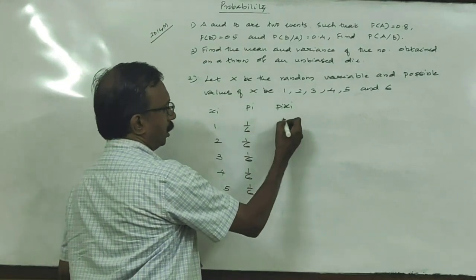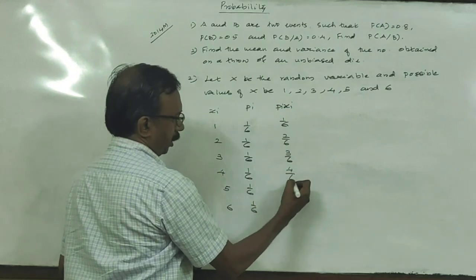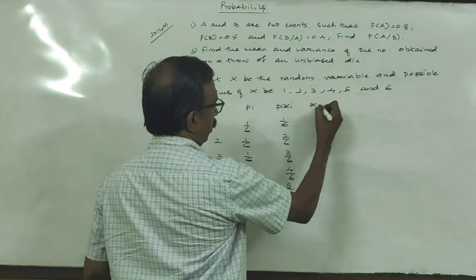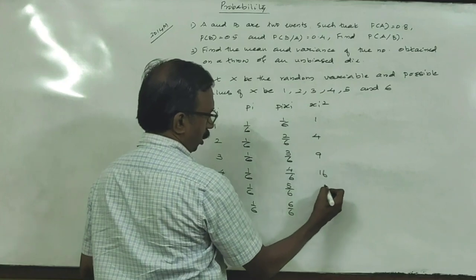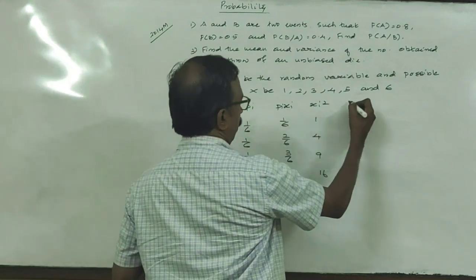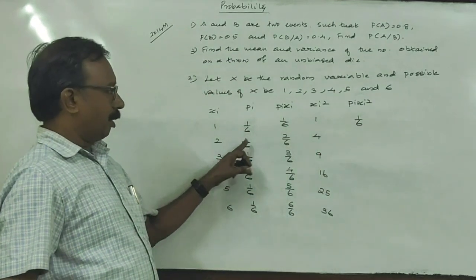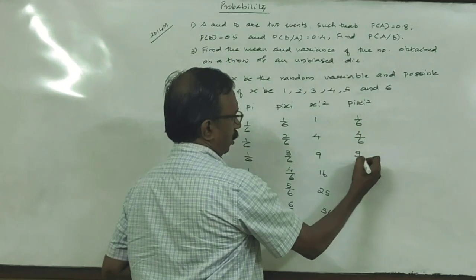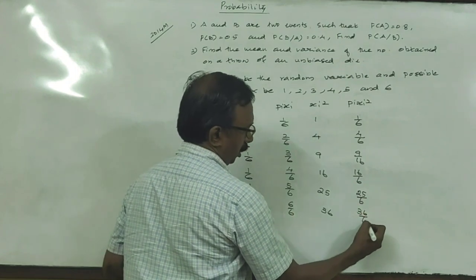Pi into Xi is 1 by 6, here 2 by 6, 3 by 6, 4 by 6, 5 by 6, and 6 by 6. Now find the xi square. So 1, 4, 9, 16, 25, and 36, isn't it? Now find pi into xi square. 1 by 6 into 1 is 1 by 6. 1 by 6 into 4 is 4 by 6. 1 by 6 into 9, 9 by 6. Here it is 16 by 6, 25 by 6 and 36 by 6.